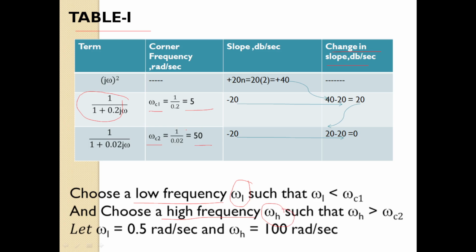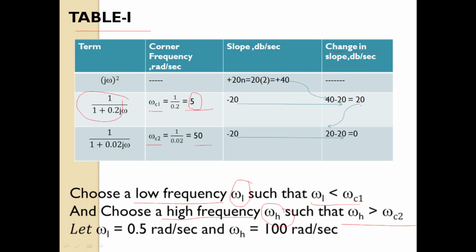The low frequency should be less than the lowest corner frequency. Among these two corner frequencies, which is the lowest? 5 is the lowest. So omega L should be less than 5. The higher frequency should be greater than the largest corner frequency. The largest corner frequency is 50. So omega H should be greater than omega c2, which means greater than 50.